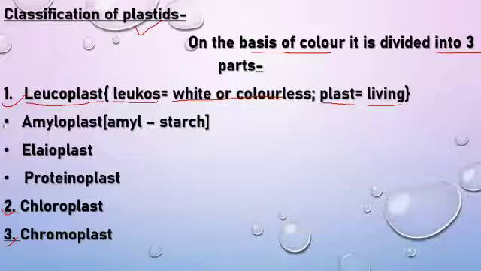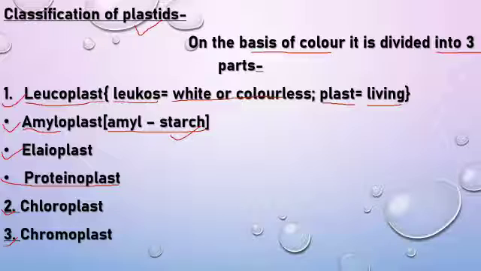And the next one is the amyloplast. Here we can see the word amyl. The amyloplast is made up of the word amyl plus plast. The word amyl means starch, and it's important to remember that plants store their food in the form of starch, but animals store their food in the form of glycogen. The next subcategories of the leucoplast are the elaioplast and the proteinoplast.